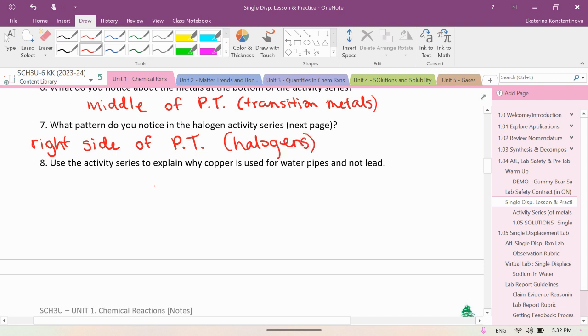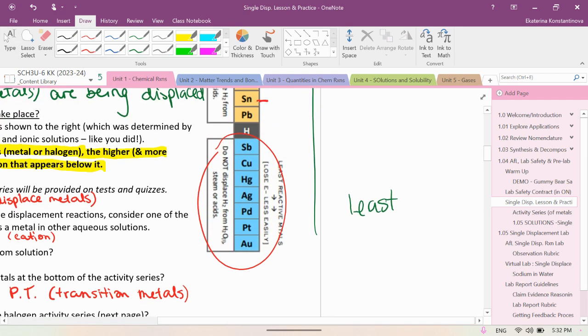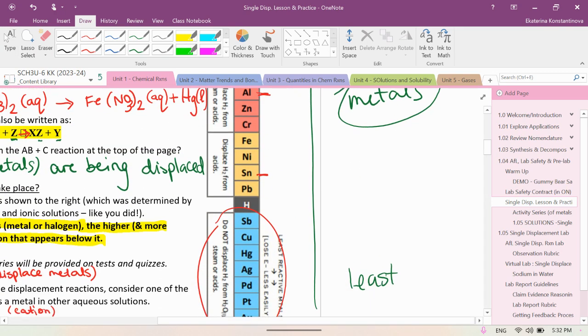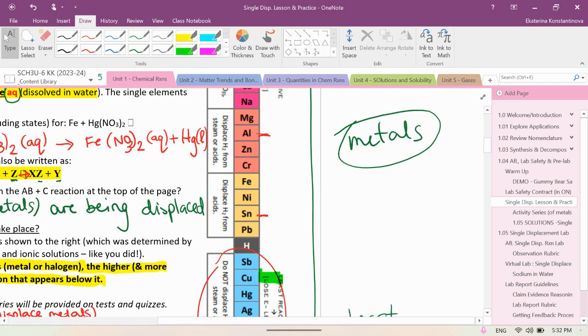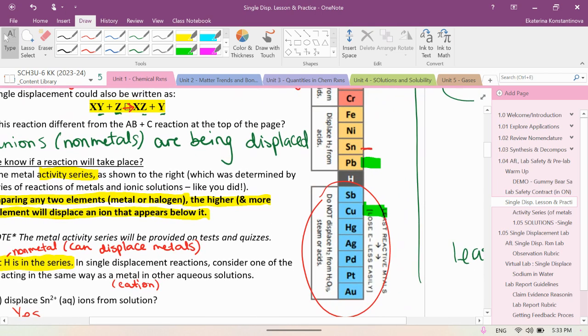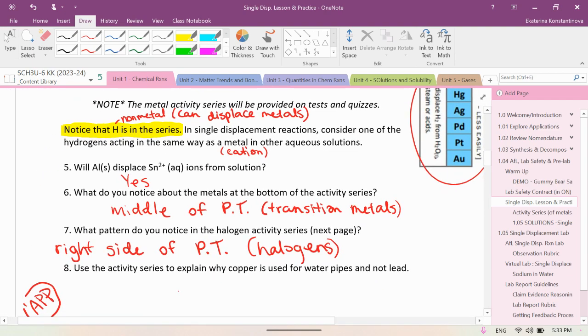Okay, so let's do a little bit of application. Why do you think that copper is used for water pipes and not lead? Well, look at your activity series, okay? You find copper very low on the activity series, so it's not very reactive. Whereas lead is more reactive than copper. Another thing you have to remember, water is made up of hydrogen and oxygen. So you're trying to see what water will react with. Lead will react with the hydrogen in water, and it will displace it. And you don't want a reaction occurring in your water pipes.